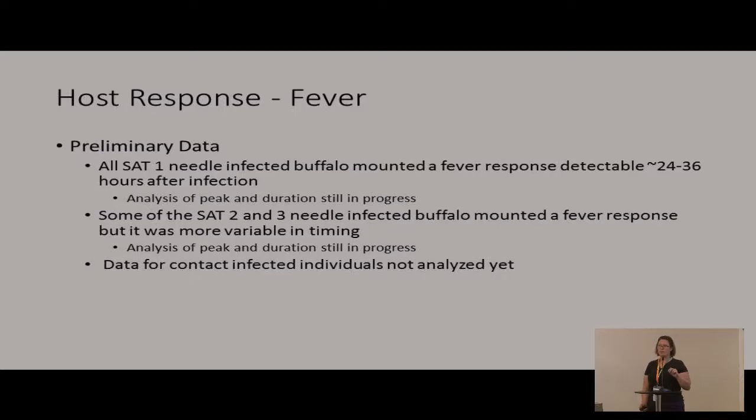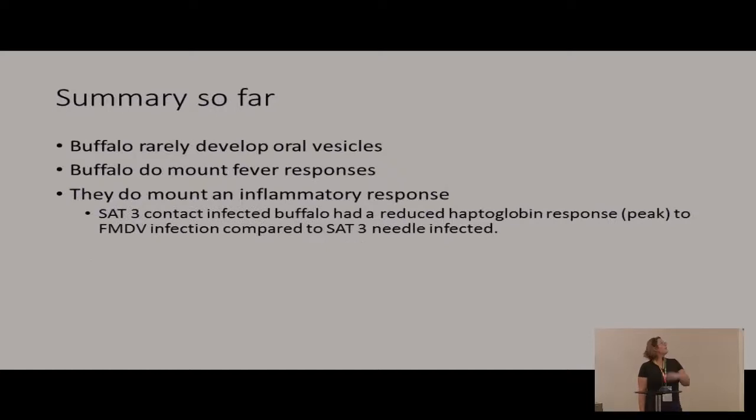Some of the SAT2 and 3 needle-infected buffalo developed fevers. I'm not sure how many yet because I have to finish cleaning the data, and I haven't even looked at the contact-infected individuals yet. But they are developing fevers, at least some of them are, to be determined to what level. So what's the summary so far?